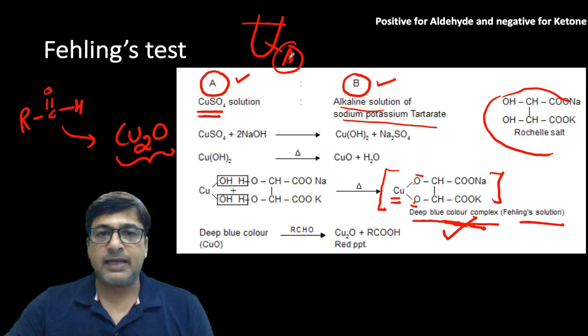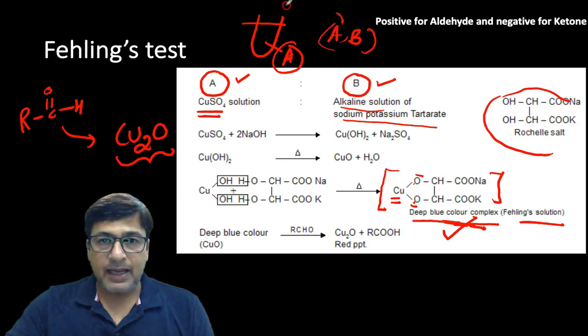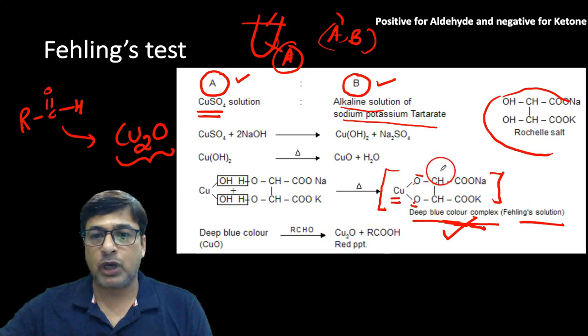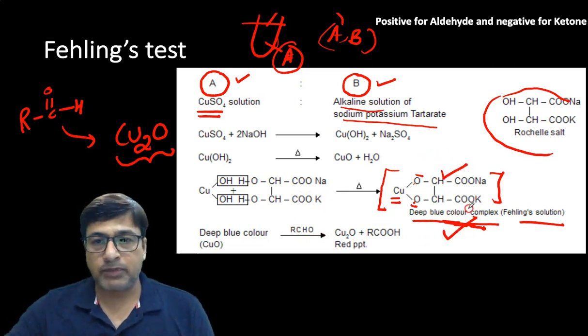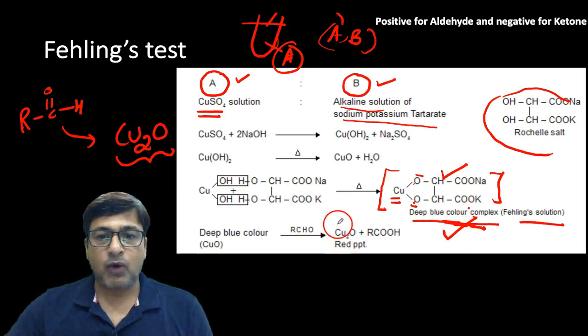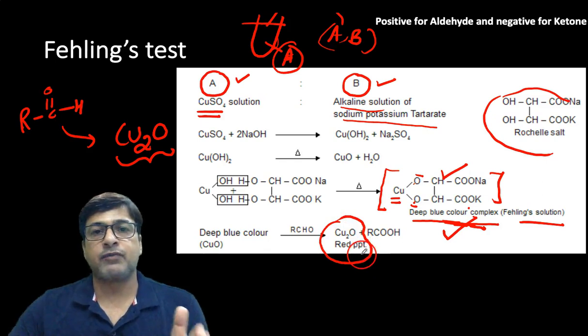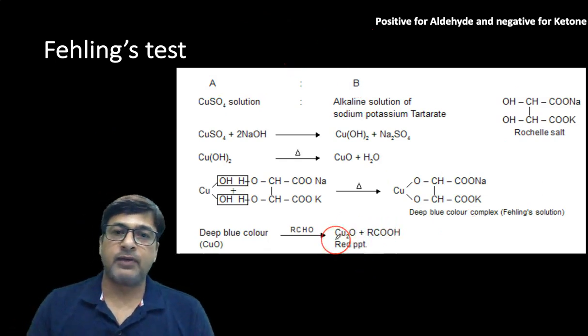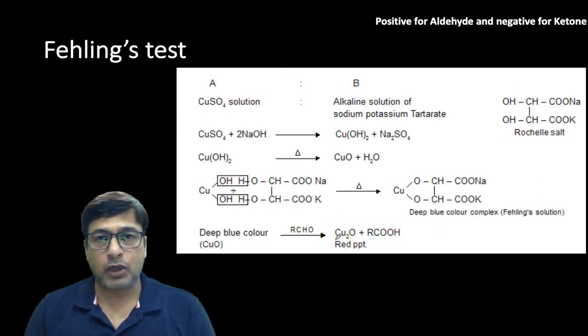Now in this aldehyde you will add Fehling's A and Fehling's B. When you add A and B, the entire solution becomes blue because of the formation of this deep blue complex. After some time, this complex reacts with the aldehyde and forms a precipitate of Cu2O, which shows the positive test for aldehyde. So far we have learned Fehling's solution and Tollens test.